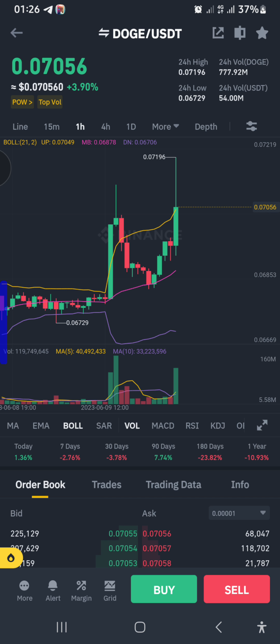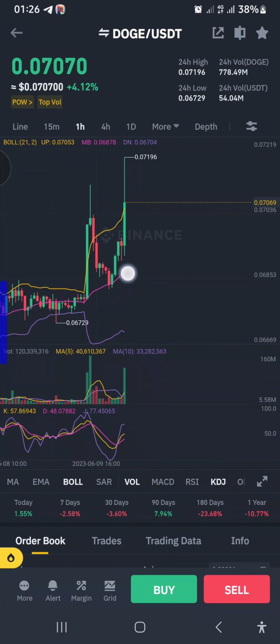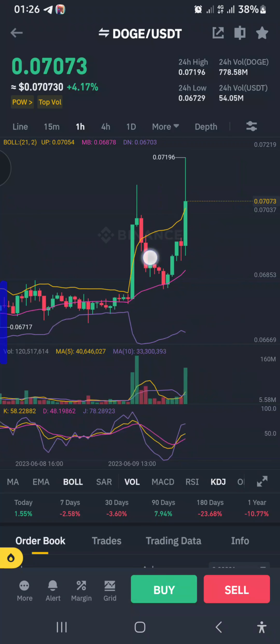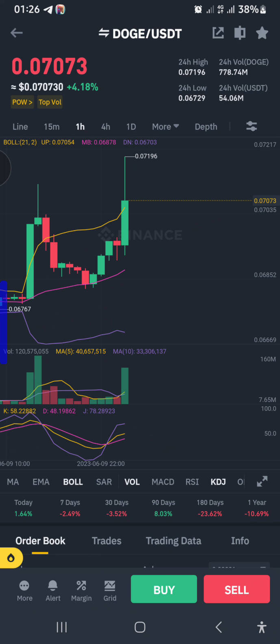I hope you understand. I told you I'll be doing Bollinger Band, and I told you I'll be doing KDJ, which you can use in trading as well. So KDJ actually has three lines. We have the K line, the D line, and the J line. This particular purple is our J line, this yellow line is our K line, and this pink line is our D line.